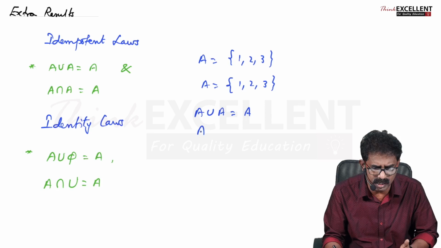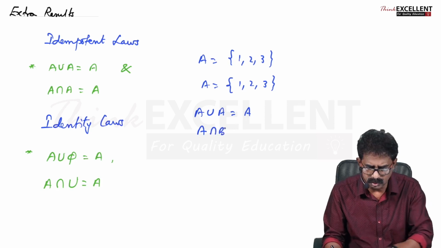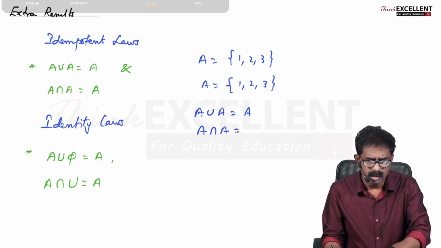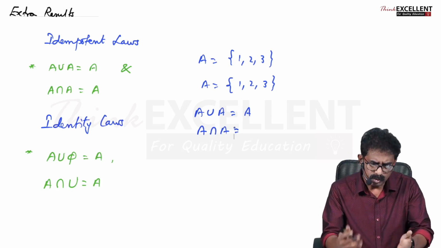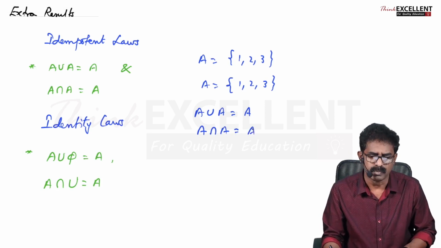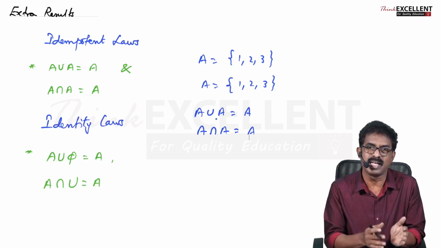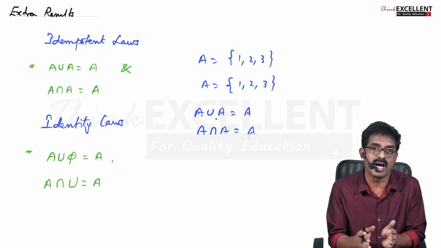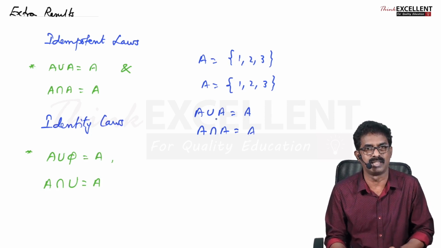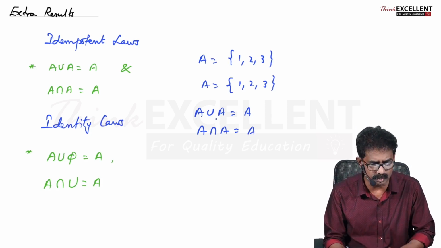What is A intersection A? You take the common elements. What is common for A and A? All the 1, 2, 3. That is same as what? A only. So if there is no change, A union A, your answer is A. A intersection A, it is A. So this law, we call it what? Idempotent. Okay, try to remember this.